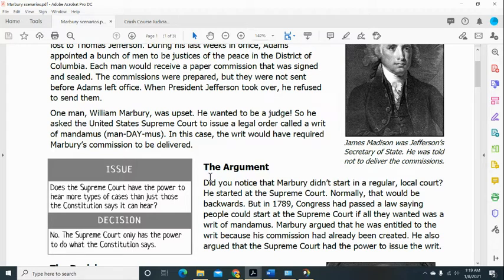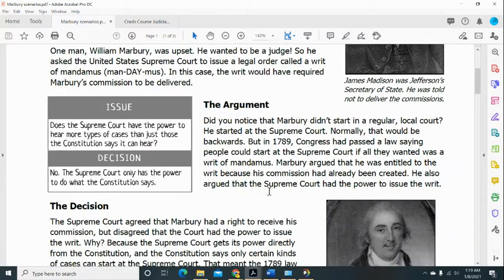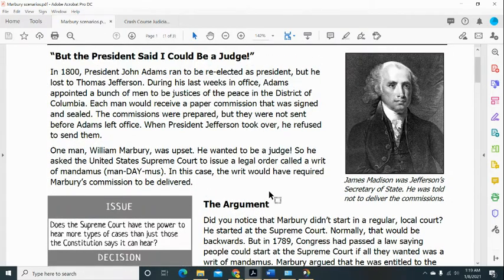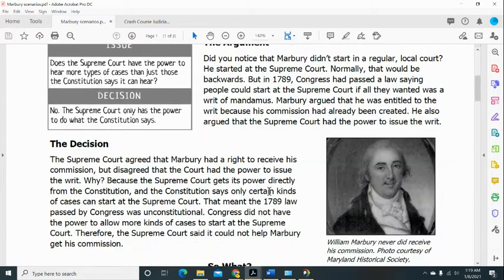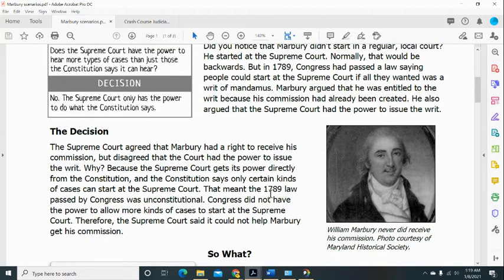So he argued that he was entitled to his writ of commission because it had already been created; it just wasn't delivered. He argued the Supreme Court had the power to issue this writ, which would make him justice of the peace, as Adams had appointed him. It's very difficult because John Marshall is kind of stuck between a rock and a hard place, because he had been appointed by Adams. It was a thorny decision, but the Supreme Court agreed Marbury had the right to receive that commission because Adams had given it; it just hadn't been delivered.